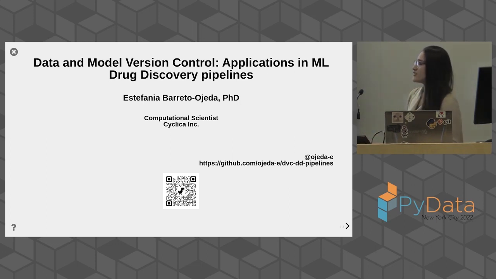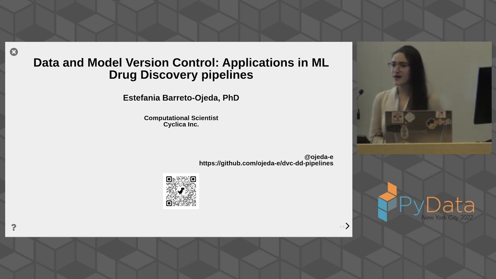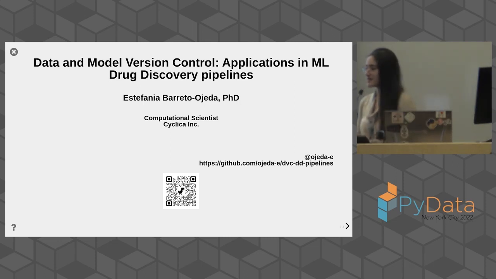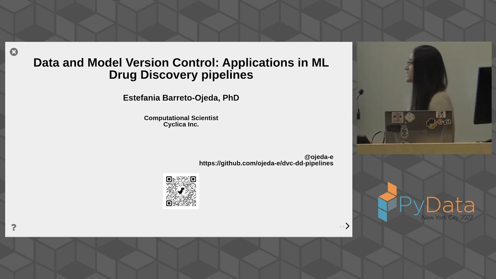For today, I have a story that I would like to share with you, because when I joined Cyclica, they gave me a task about starting to version data and version models for drug discovery. And it was a very interesting experience, and I would like to share this experience with you as well. All the content that I'm going to show today is available on GitHub, so if you just want to scan the QR code, you can find everything.